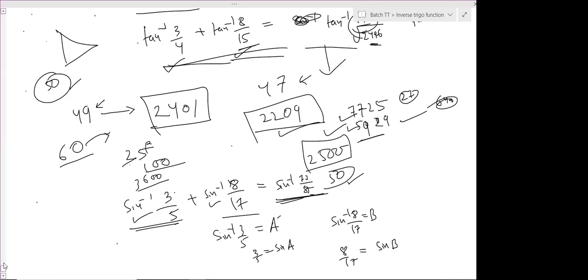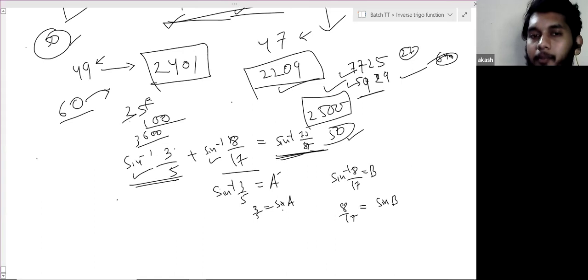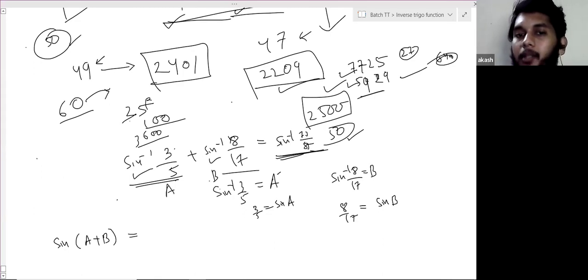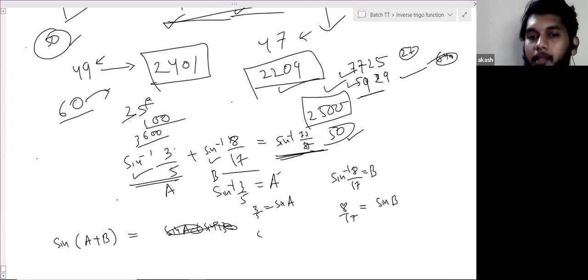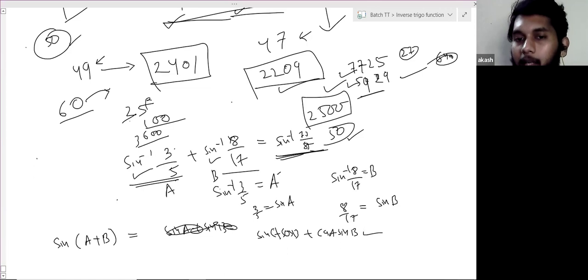So if we have A and B like this, can I write sine A plus B? Why so? Because I want to have A plus B on my left side. So I use the formula sine A plus B, which is sine A cos B plus cos A sine B. Right? Now I have sine A, I have sine B, so I can find cos B and cos A also. Yes or no?